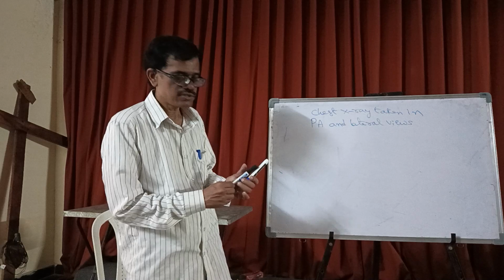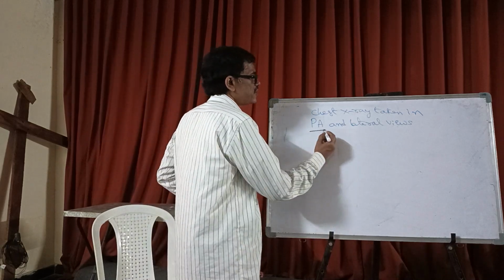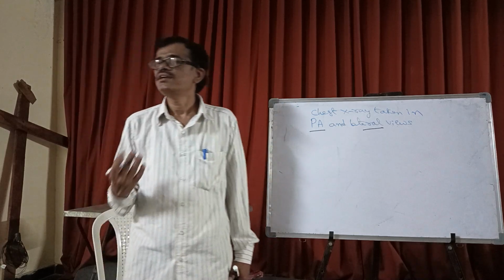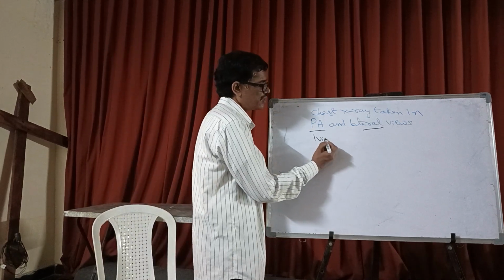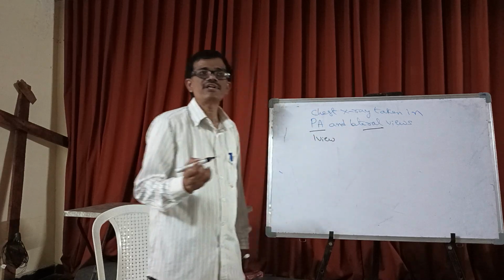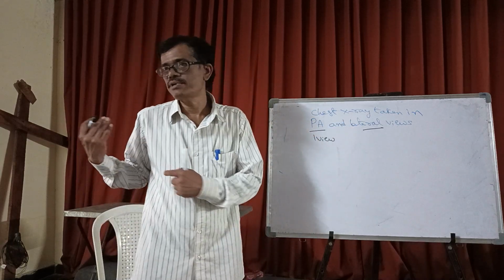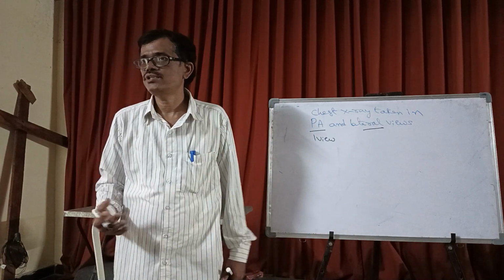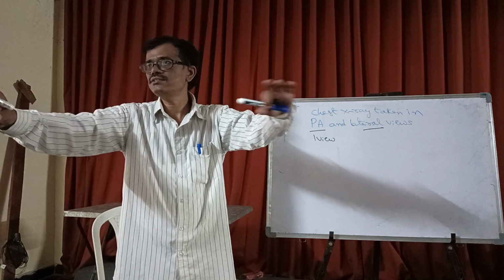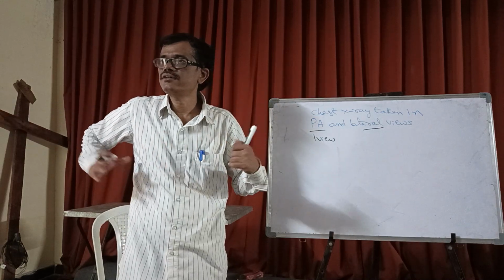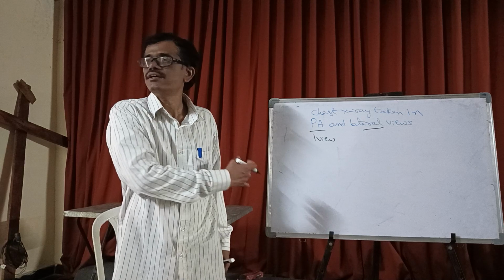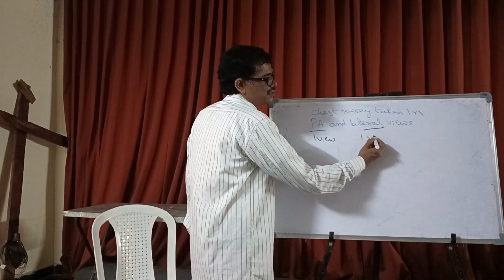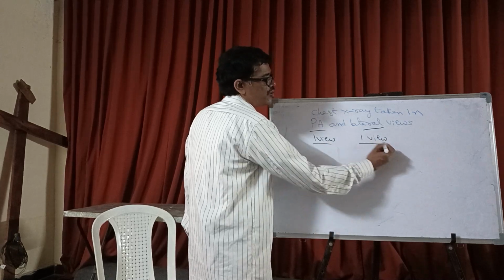PA is how many views? 1 view. Lateral means side. PA means back to the front, so you are getting 1 view. And lateral, what is lateral? They pass the radiation from the left side and collect on the opposite right side. They ask you to keep the hands like this and pass the X-ray radiation from here, and collect in the opposite direction. That is another 1 image. So totally 1 plus 1, how many views?